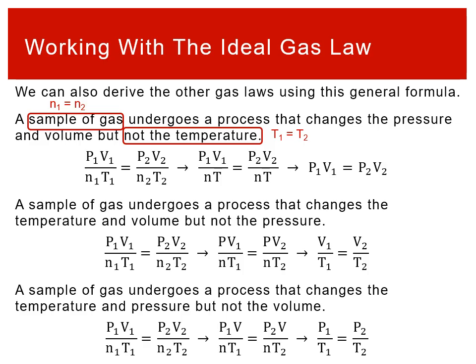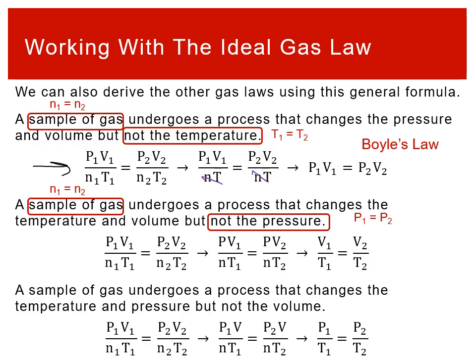So now we can see that you end up with nT on both sides, and those can cancel out, and you get Boyle's law, right? So by taking this very general expression that's true for any ideal gas and applying restrictions to it, you can come out with Boyle's law. Similarly, a sample of gas undergoes a process that changes the temperature and volume, but not the pressure. Now those cancel out, and we end up with Charles's law.